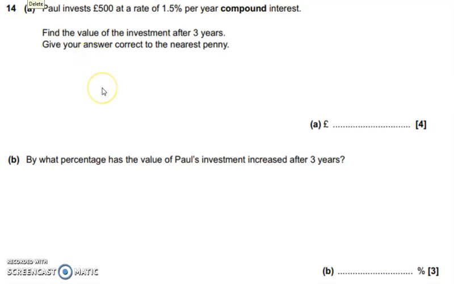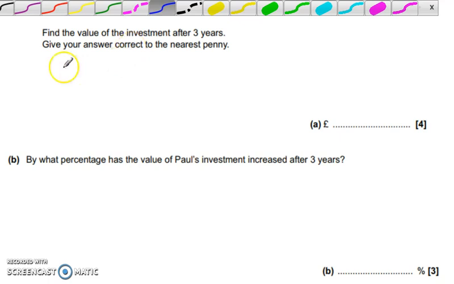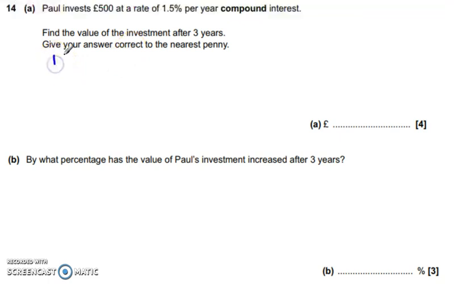Question 14. Paul invests £500 at a rate of 1.5% per year compound interest. Find the value of the investment after 3 years. Give your answer correct to the nearest penny. Okay, so compound interest means it starts off with 100%, and then every year Paul is getting an extra 1.5%, so we need to add those together.